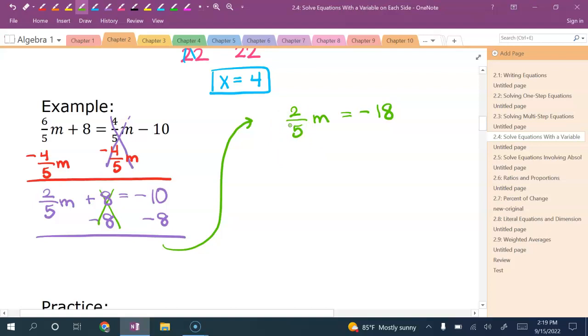So what I'm going to do is multiply both sides by the 5/2. So those will cancel. So that'll get me my m by itself. And then over here, if we take negative 18 times 5/2, that's going to simplify to negative 45.